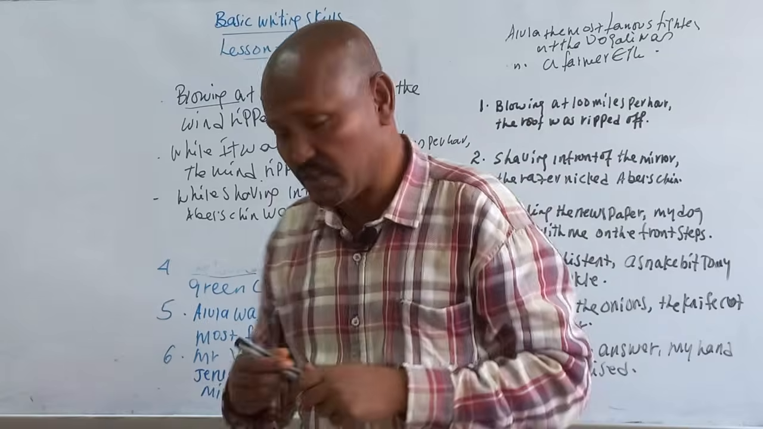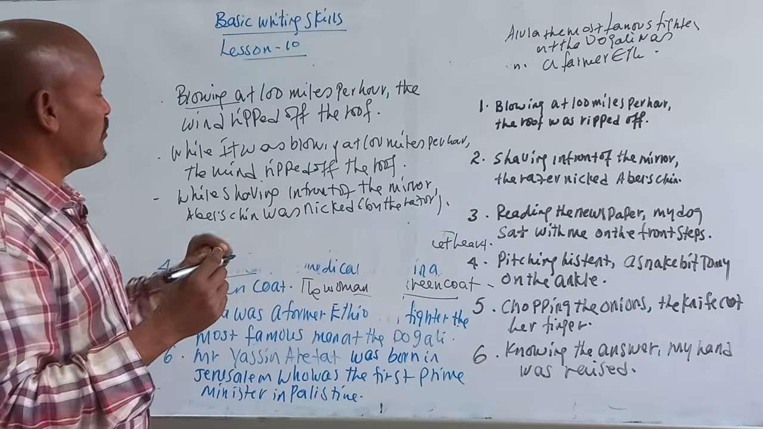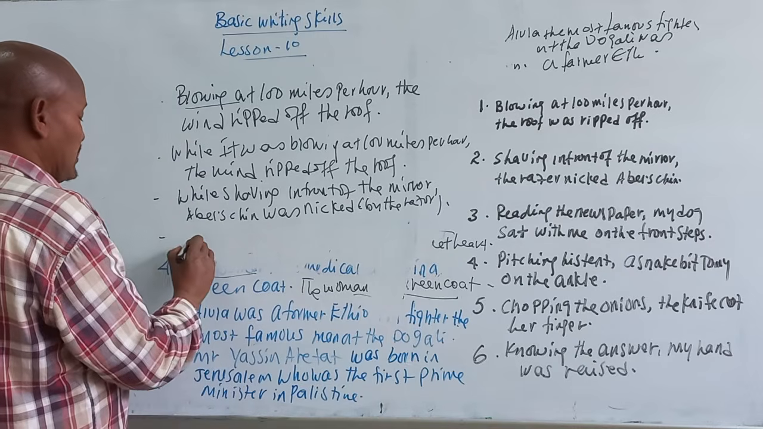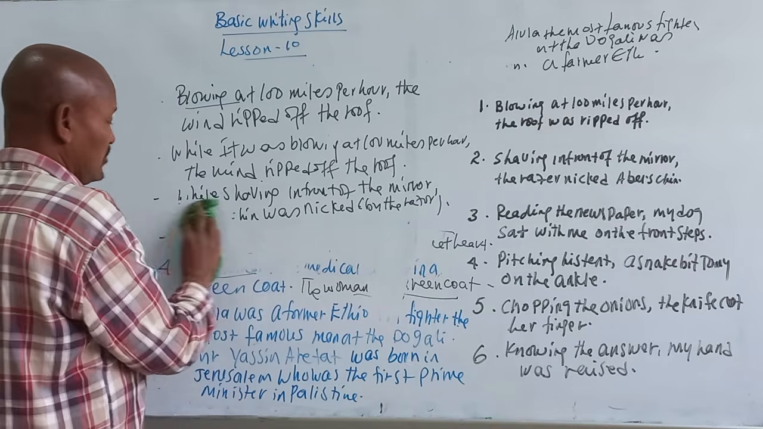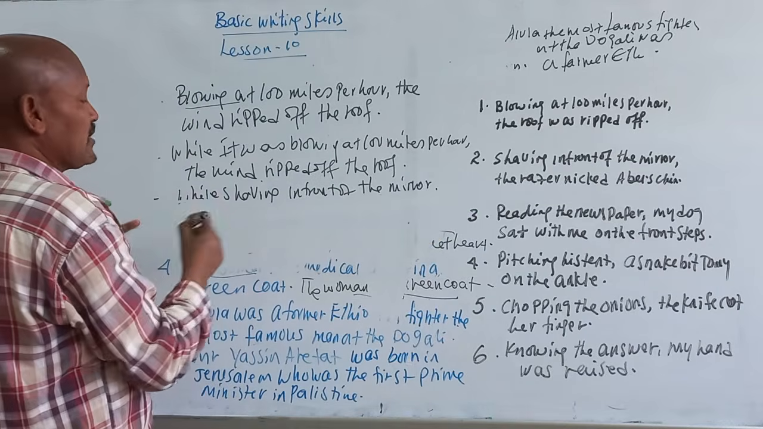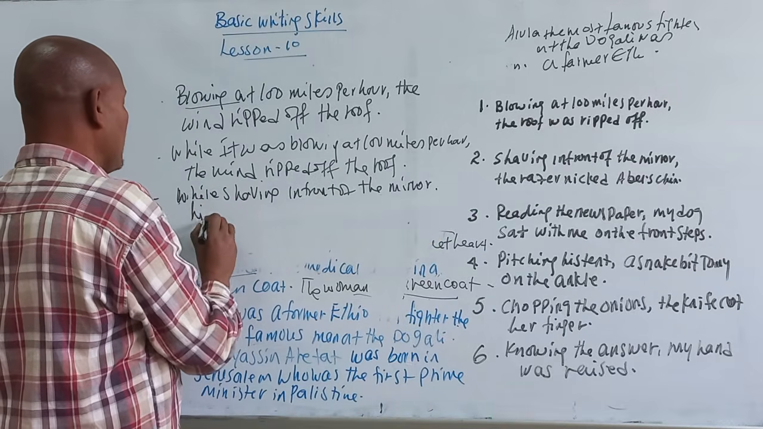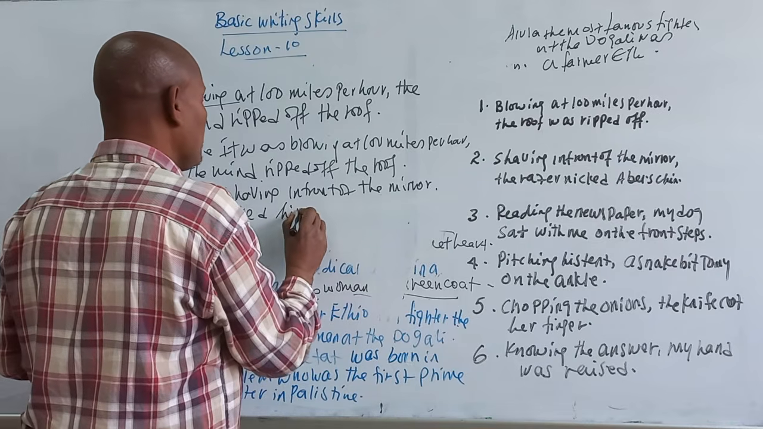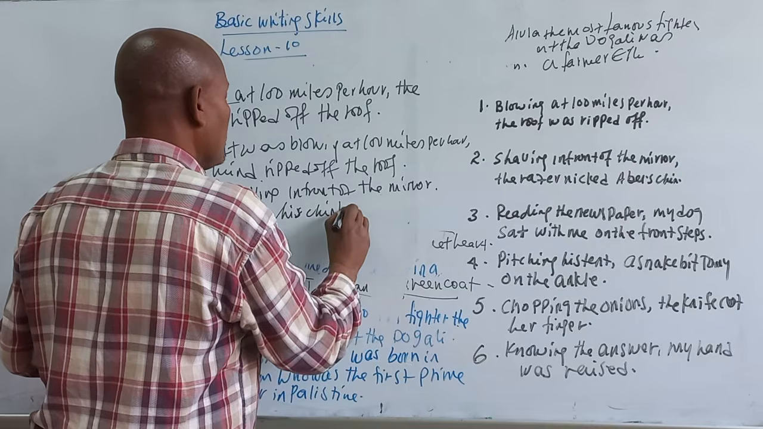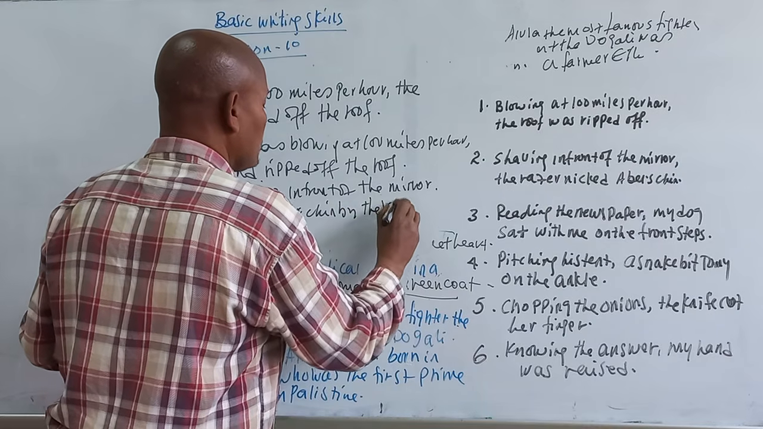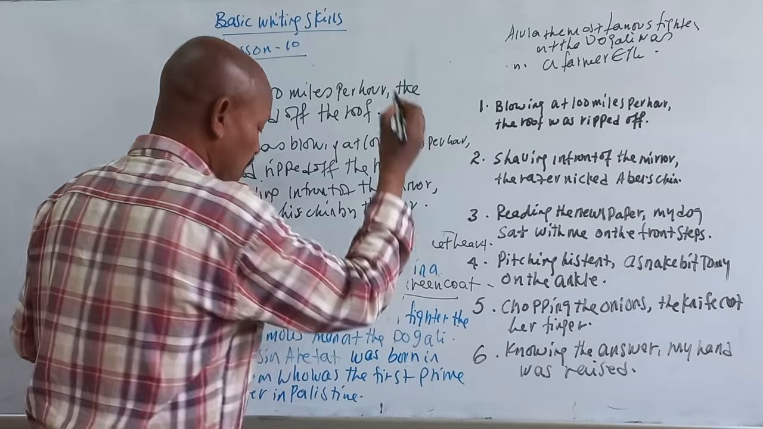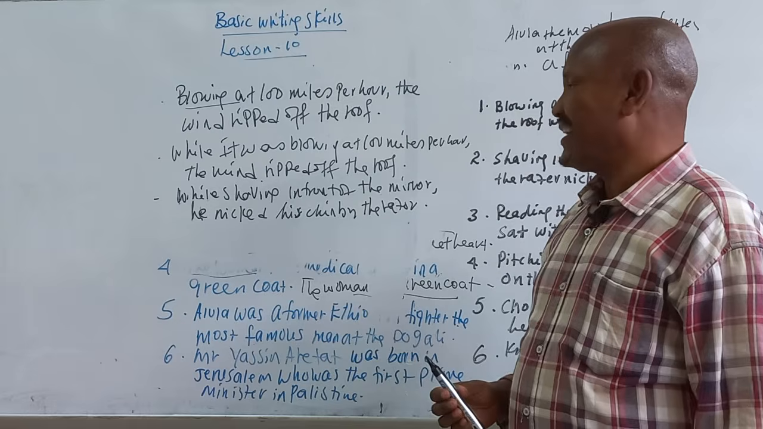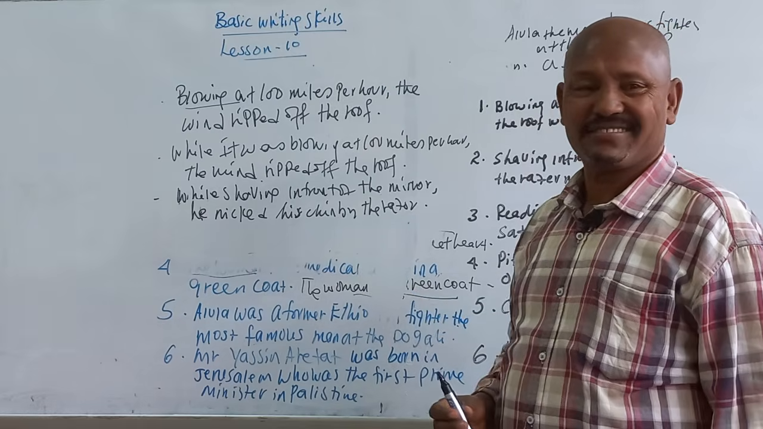Possible. We can say this: while shaving in front of the mirror. The second way: he, while shaving here. The second way: while shaving in front of the mirror, he nicked his chin by the razor. While shaving in front of the mirror, he nicked his chin by the razor.